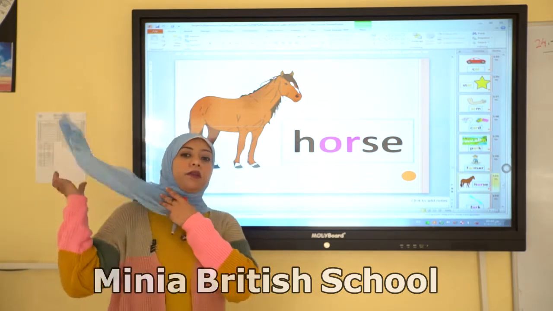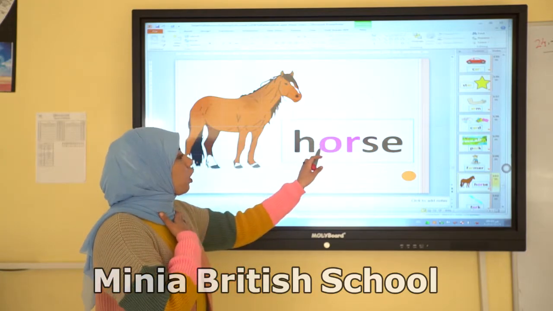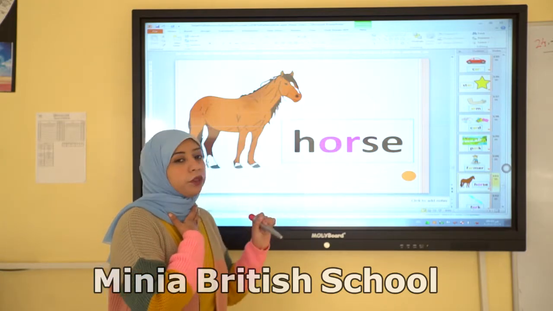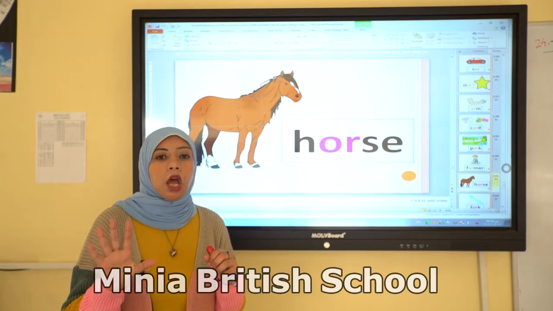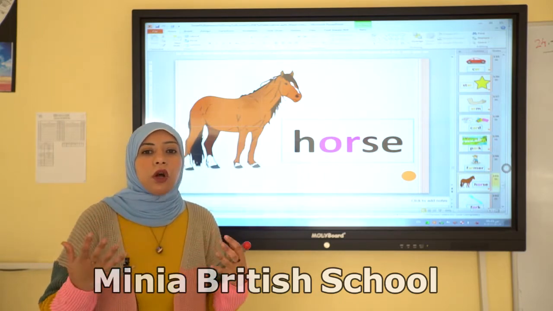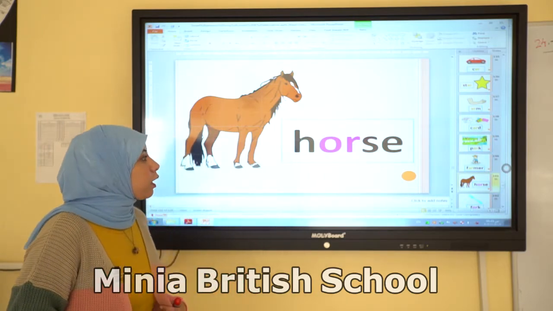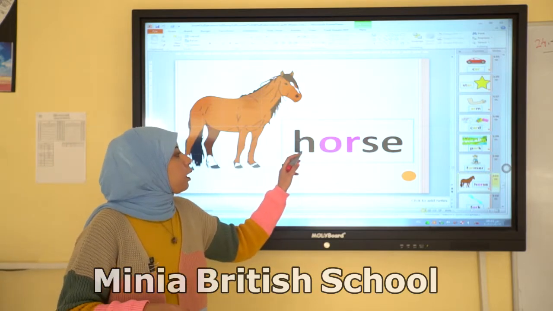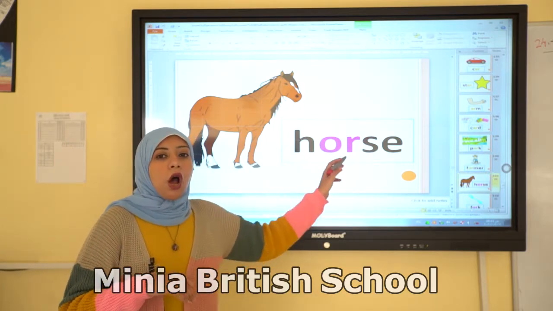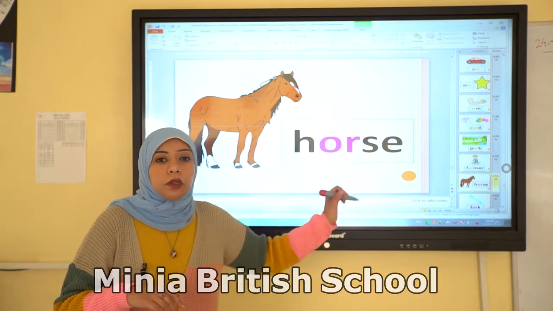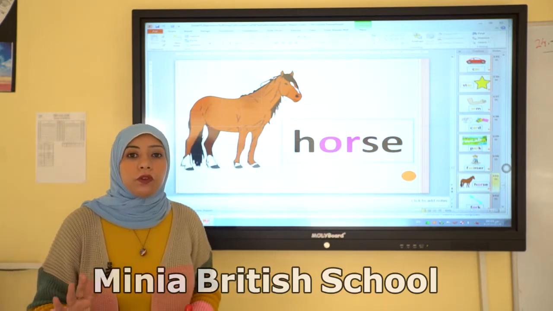What's this digraph? O and r, because they make or. We don't say or, we say o. So here we say house. House. House. Again, house.